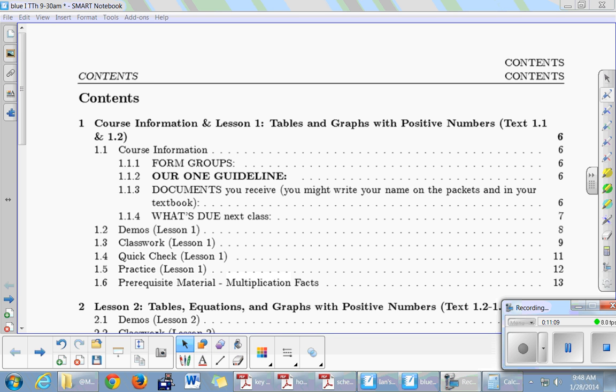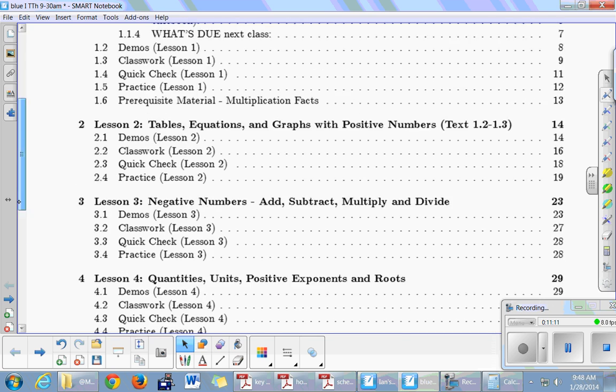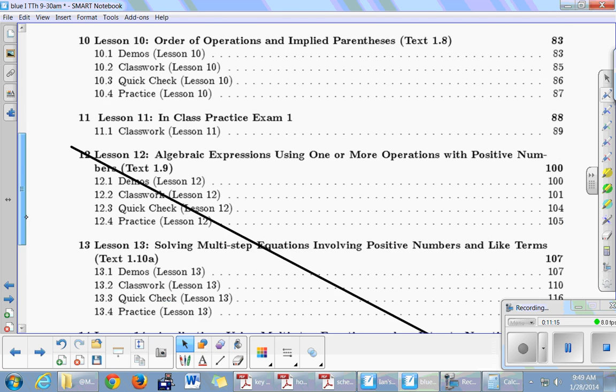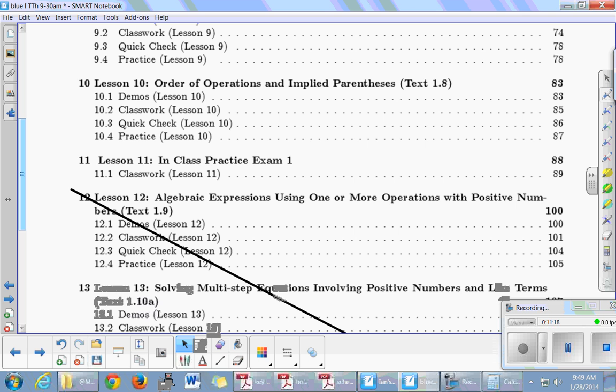So if you're looking for something, know that there is a table of contents here. And if you go to the next page, you will see that it goes all the way up until there's something crossed off. And the thing that's crossed off starts at lesson 12, which is right after our first exam. So essentially, this packet covers the material up to the first exam, and then I'll give you another packet that will cover everything up to the second exam, and then one final packet at the end.